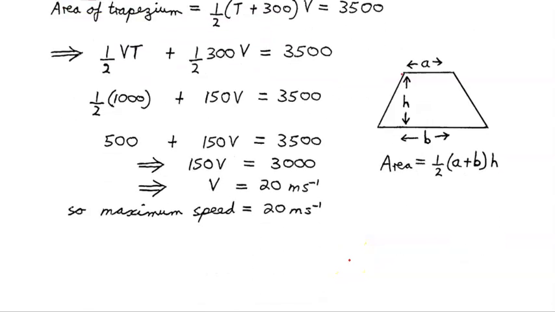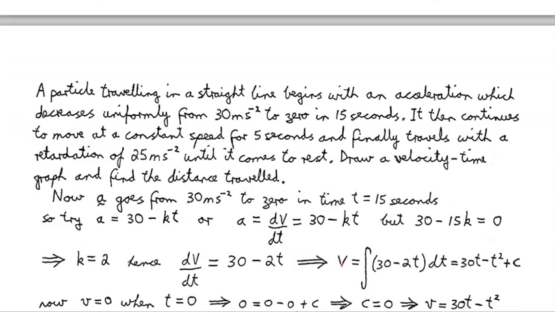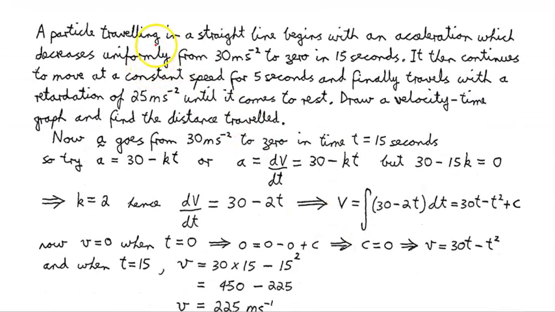Okay, let's have a look at a different type of question now. What we've got here is a particle traveling in a straight line. So again, we're just dealing with straight line motion. It begins with an acceleration. That's what sets the whole thing off. It doesn't have any initial velocity, even though the problem doesn't say that, it just begins with an acceleration. So it can be at rest.